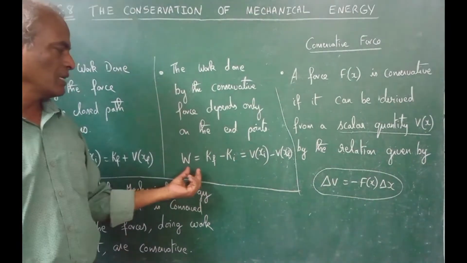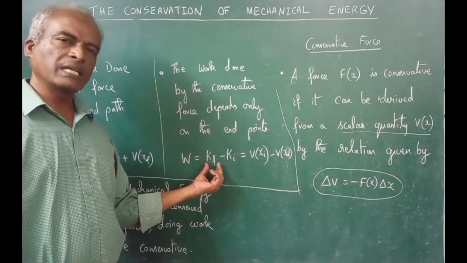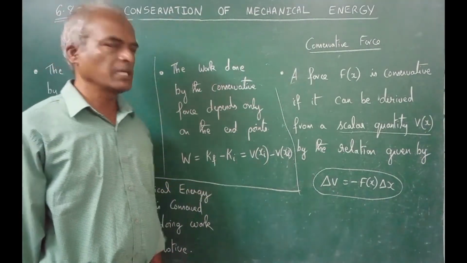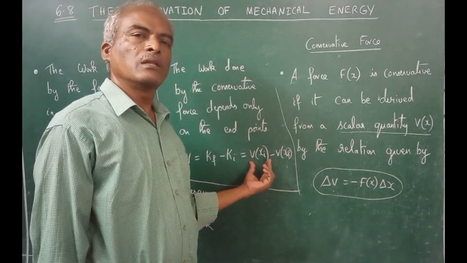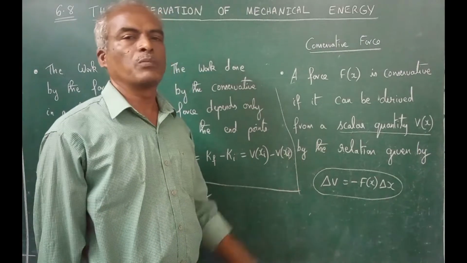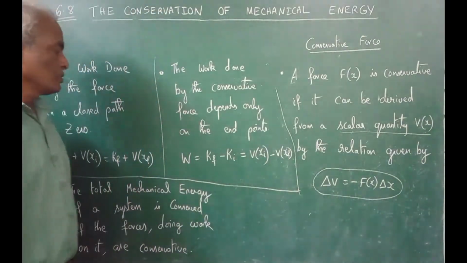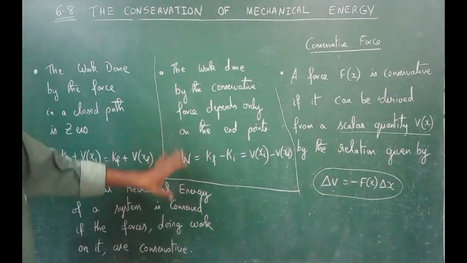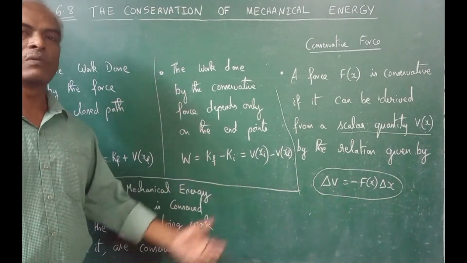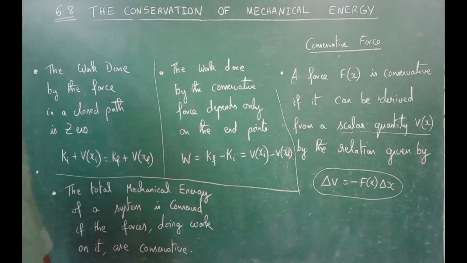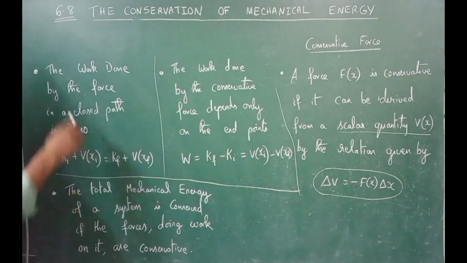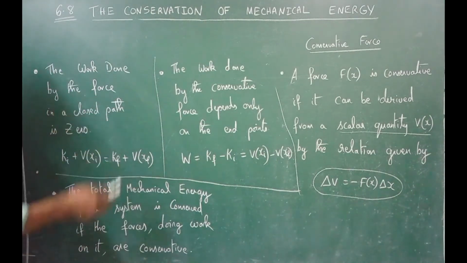For example, work done is equal to final kinetic energy minus initial kinetic energy, which is equal to initial potential energy minus final potential energy. So this is the statement. We deal only with the initial values and final values, not with the intermediate values, to find out the work done. And the third point is that the work done by the force in a closed path is 0.